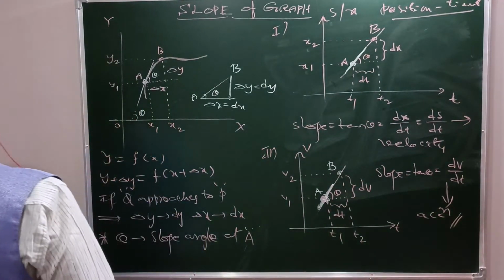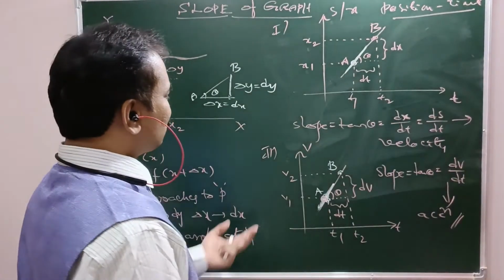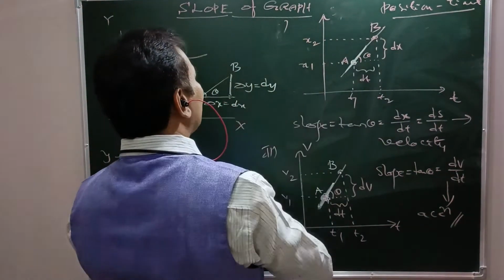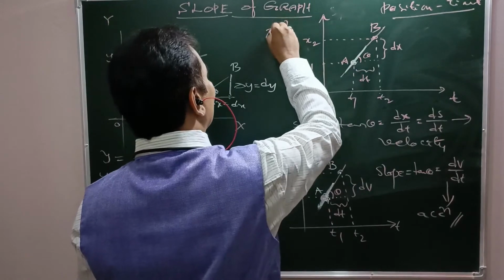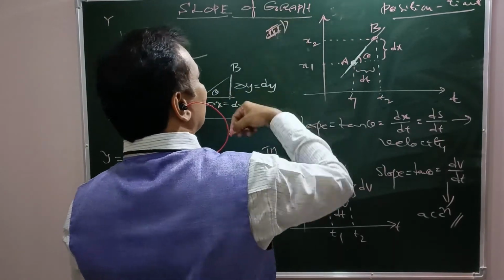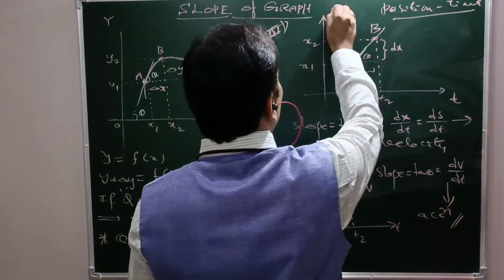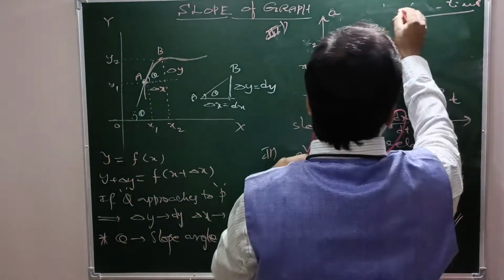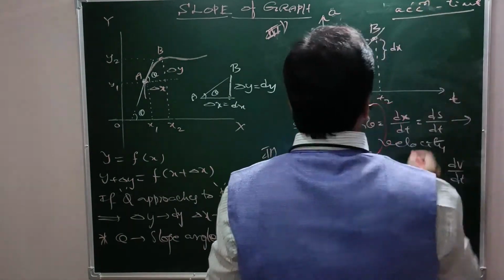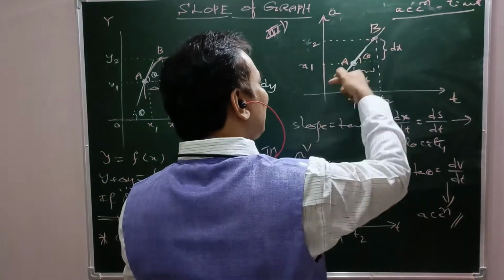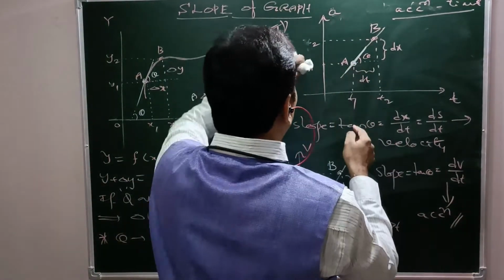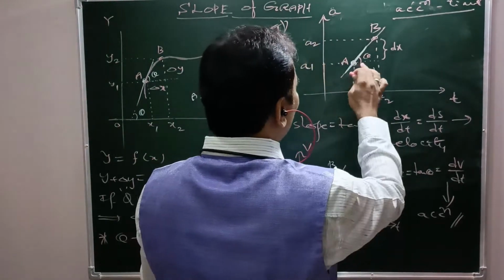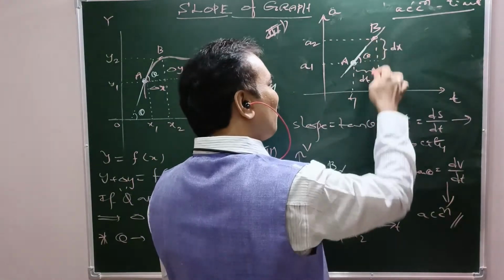One more variation, that is between acceleration versus time. This is the third case, number 3, acceleration versus time. Suppose the variation of acceleration with respect to time is like that. At point A, what is the value of acceleration? A1. At point B, what is the acceleration? A2. At point A, what is the time? Instant t1. At point B, instant t2.